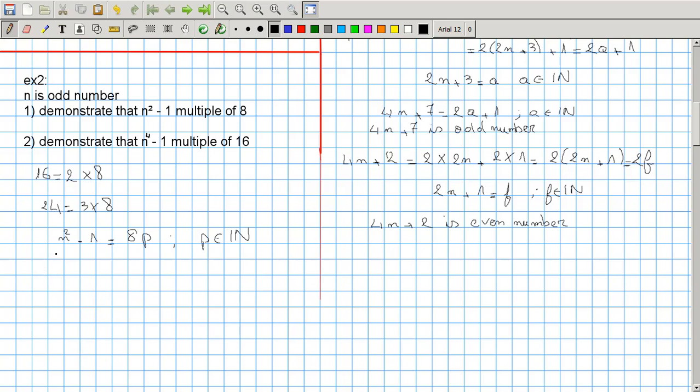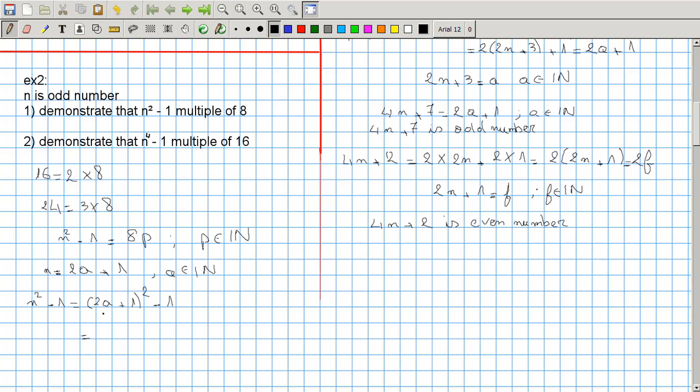n is an odd number. We can write n equals 2 times e plus 1. Here n is an odd number, so it can be written as n equals 2a plus 1, where a belongs to the set of natural numbers. n square minus 1, with n an odd number, equals (2e plus 1) square minus 1.